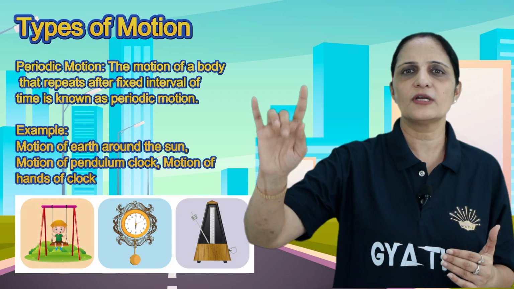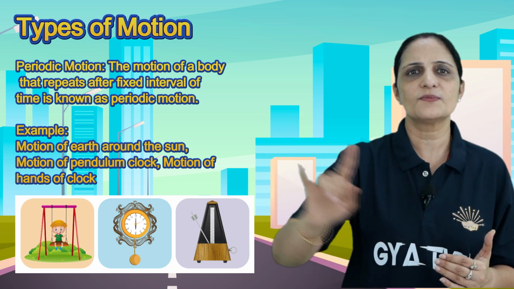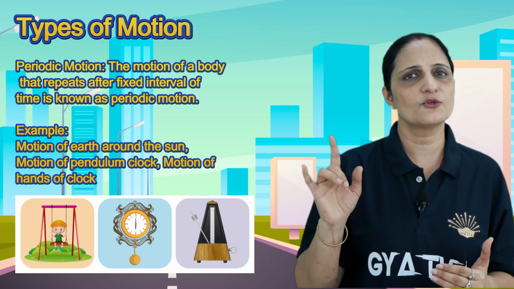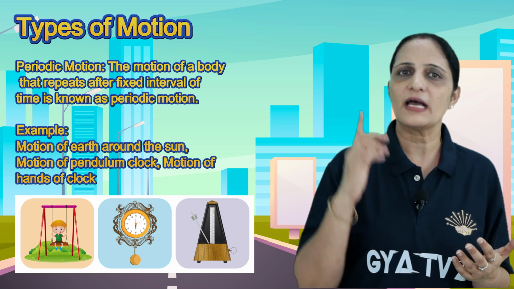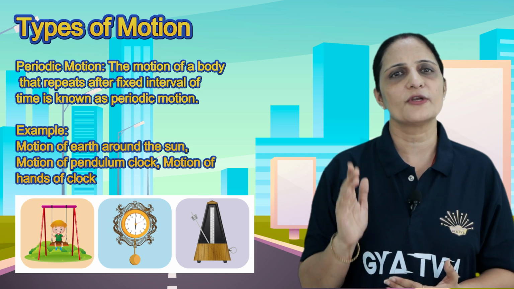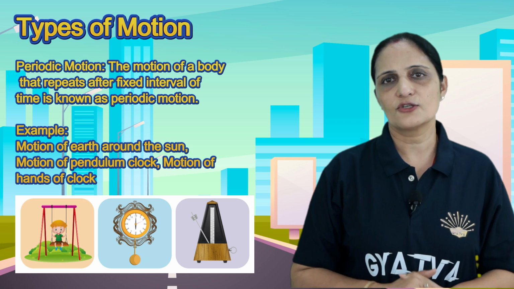The motion of a body that repeats after fixed interval of time is known as periodic motion. For example, motion of earth around the sun, motion of pendulum clock, motion of the hands of a clock which is hung on the wall, all these are the examples of periodic motion. Hope children you are clear with the topics.